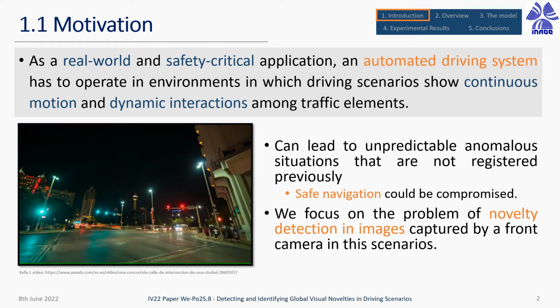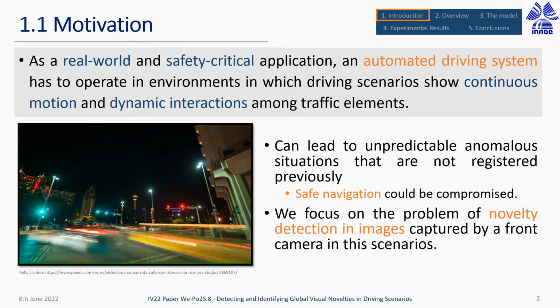First of all, I will present our motivation. As a real-world and safety-critical application, an automated driver system has to operate in environments in which driving scenarios show continuous motion and dynamic interaction among traffic elements. These conditions can lead to unpredictable anomalous situations that are not registered previously, so safe navigation could be compromised. In this work, we focus on the problem of novelty detection in images captured by a front camera in these scenarios.